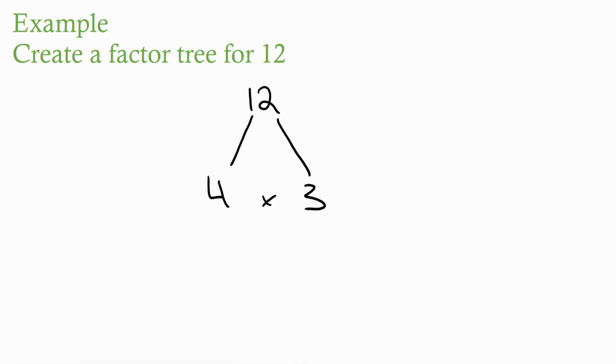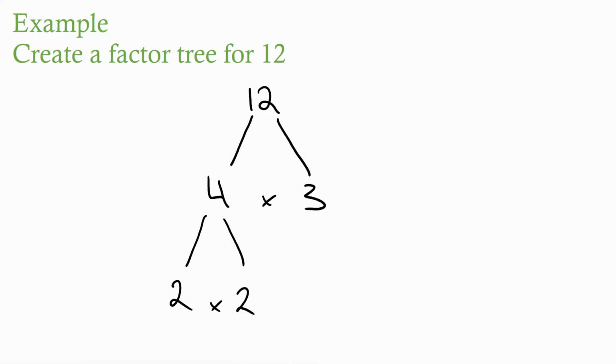But 4 can break off. 4 can break off into 2 times 2. Okay? So now we've got down to this 2 times 2 part. Can 2 break off into anything else? It can only break off to 1 and 2 because it's a prime number. So that would be your complete factor tree done.